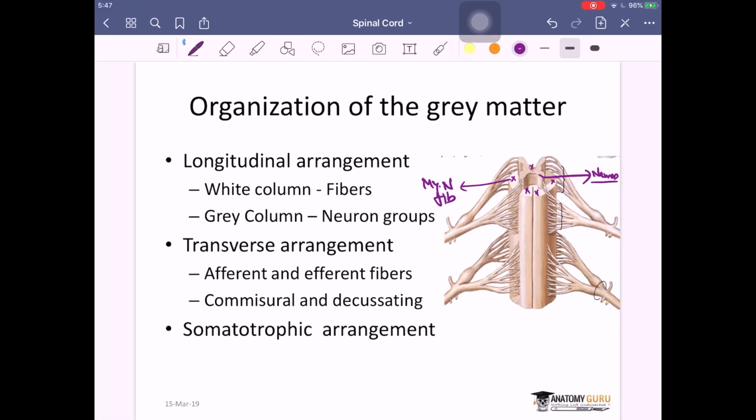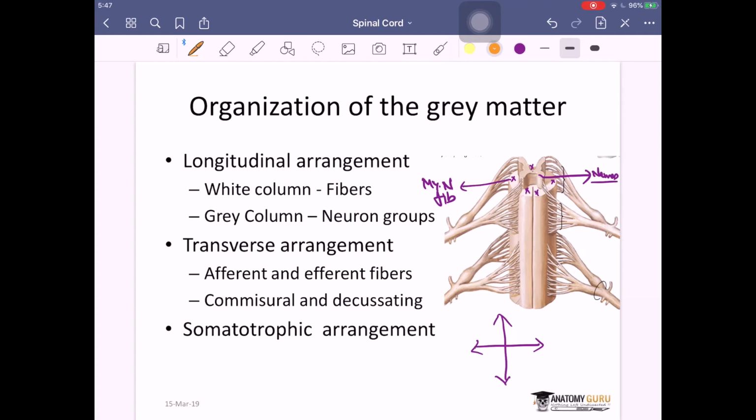So this is what they are made up of. This is the longitudinal arrangement of both your gray and white matter. They are also arranged transversely. So apart from the longitudinal or superior-inferior arrangement, you also have the medial-lateral or transverse arrangement.